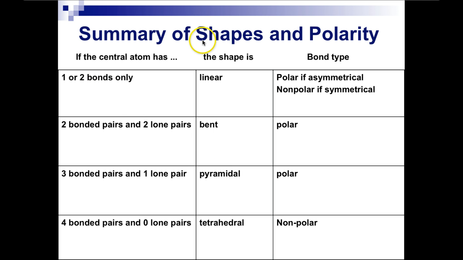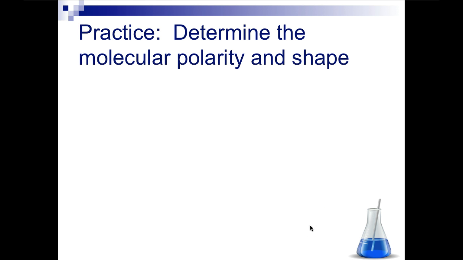So let's look at the similarity of the shapes and their polarity. If you have one or two bonds only, you're going to have a shape that's linear. If it's asymmetrical, it's going to be polar. If it's symmetrical, it's going to be nonpolar. If you have two bonding pairs and two lone pairs, you're going to have a bent shape, and that molecule is going to be polar. If you have three bonding pairs and one lone pair, you're going to have a pyramidal shape, and that molecule is going to be polar. And if you have four bonded pairs and zero lone pairs, then you're going to have a tetrahedral shape, and that will be nonpolar.